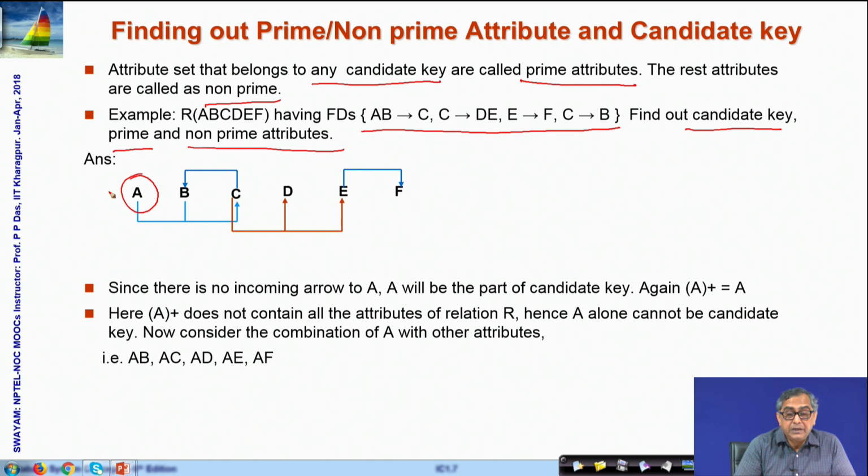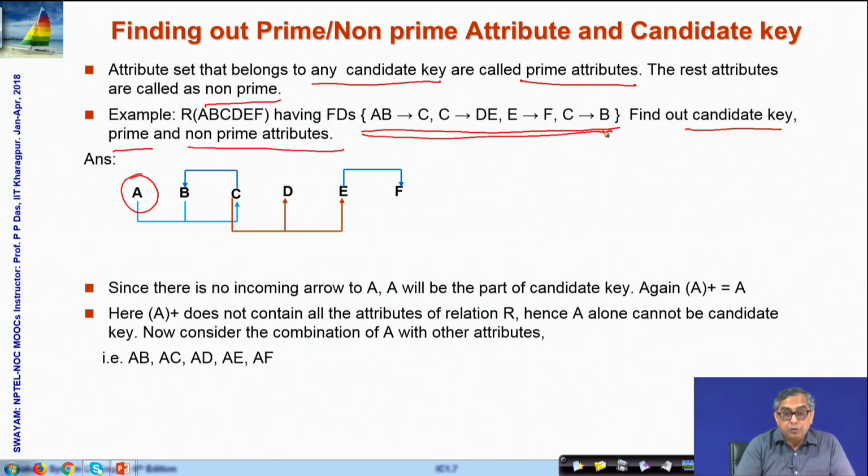So, my question is, is A itself the key? How do I know? I will check whether the closure of A includes all the attributes, all the 6 attributes. But if we compute the closure of A, we find that there is no functional dependency whose left hand side has only A. Therefore, the closure of A will only include A, it will not be able to include any other attribute. So, we conclude that A cannot be a candidate key.